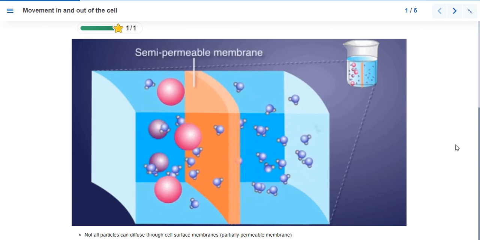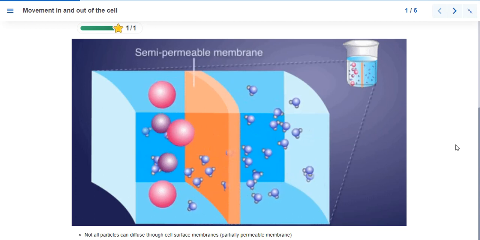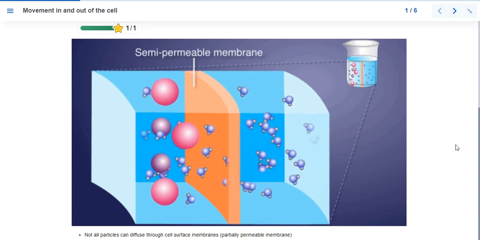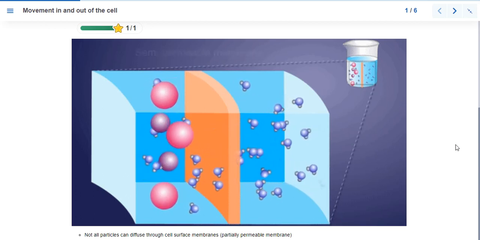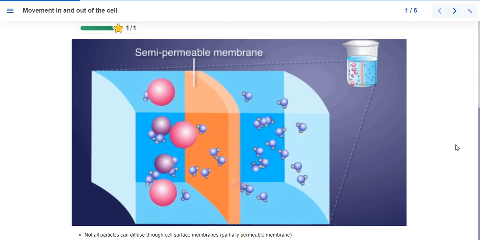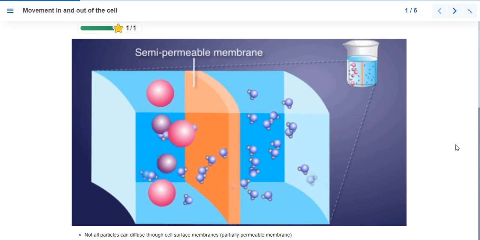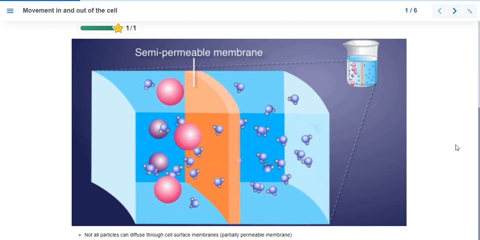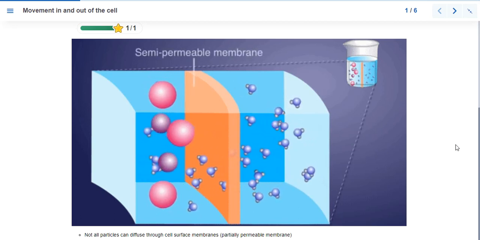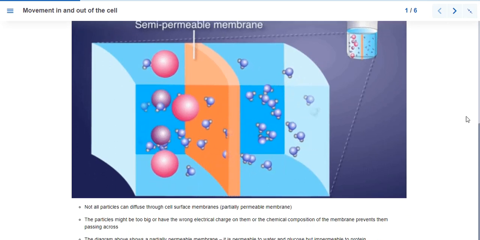Some membranes are partially permeable, that is, they allow some materials to pass through them. And this might be because the materials are too big or they carry the wrong electrical charge or chemical composition. The chemical composition of the membrane may prevent them from passing across.